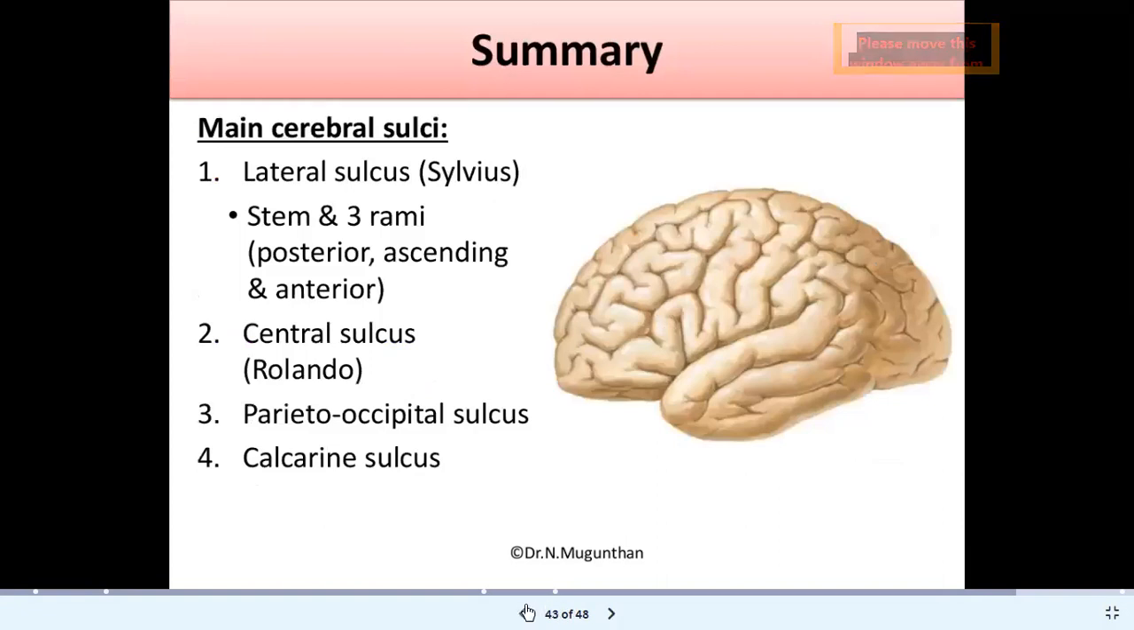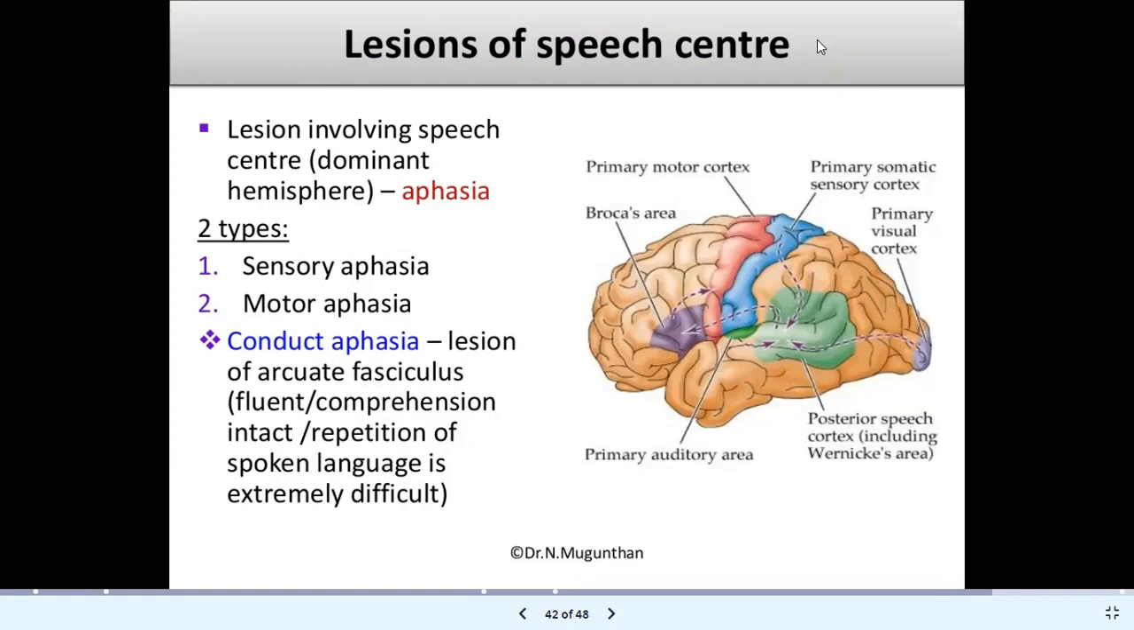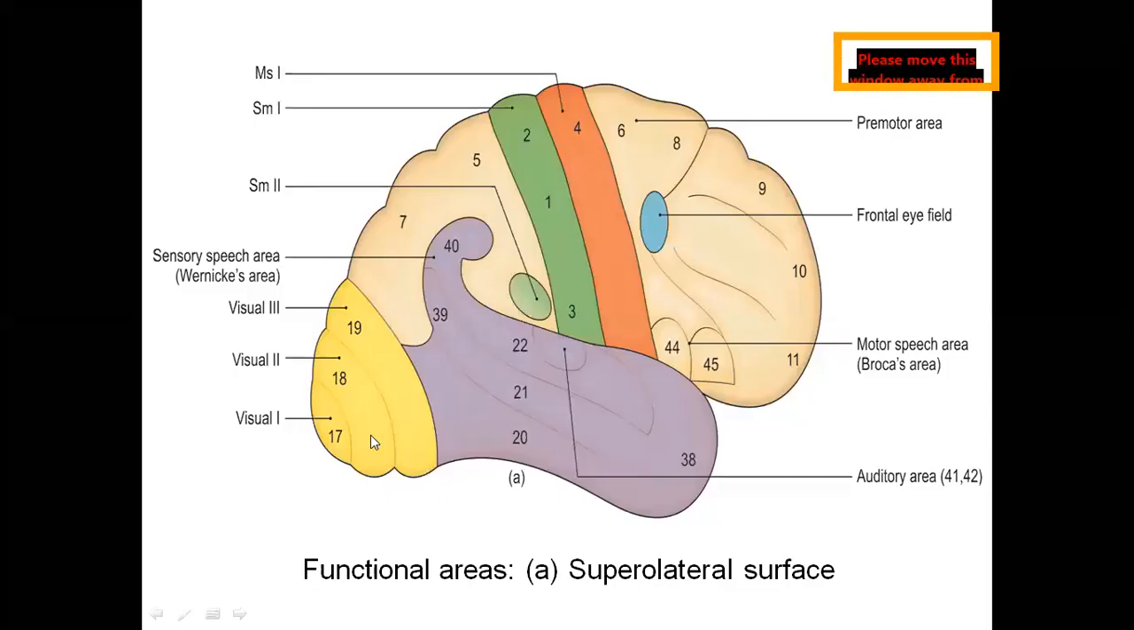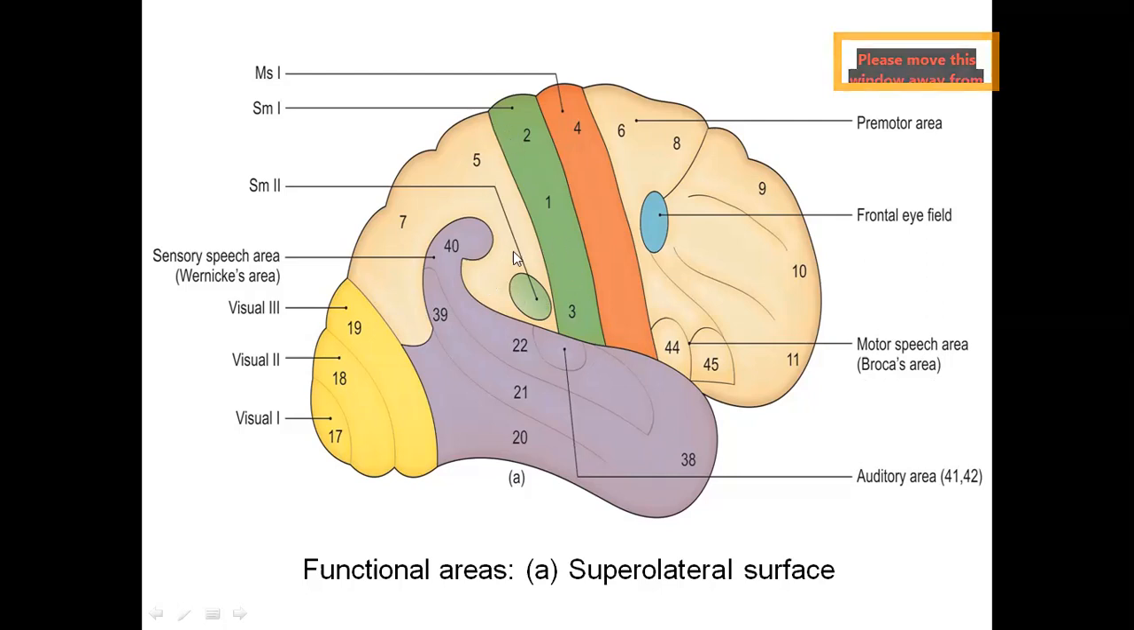Now before we go to the summary, I'll take you to one table again. I want every one of you to practice these diagrams of the superolateral surface where the functional areas are shown. In the pre-central gyrus, we have area number 4, in the post-central gyrus, we have area numbers 2, 1, 3. In the frontal lobe, we have area number 6, 8, that is the premotor area, frontal eye field, and the motor speech area, Broca's area. In the auditory area, we have 41, 42. Please practice all these, like the visual area. Primary visual area is area number 17, and 18, 19 are visual association areas. The sensory speech area is Wernicke's area, the motor speech area is Broca's area. Somesthetic areas are 2, 1, 3.